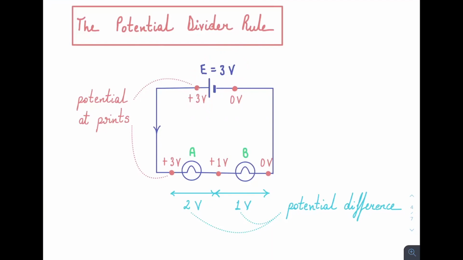So let's suppose, for the sake of this example, that those 3 joules are divided or consumed as follows: 2 joules by bulb A and 1 joule by bulb B. This is shown as a PD across each bulb. So the PD across A is 2 volts and that across B is 1 volt.